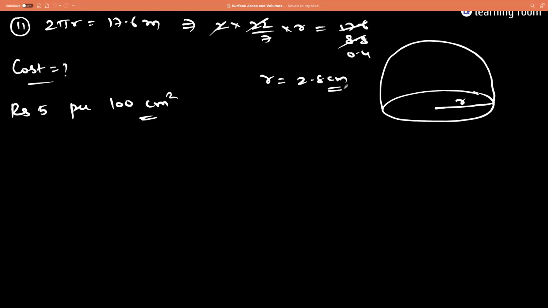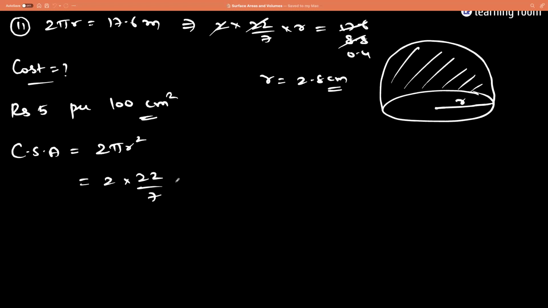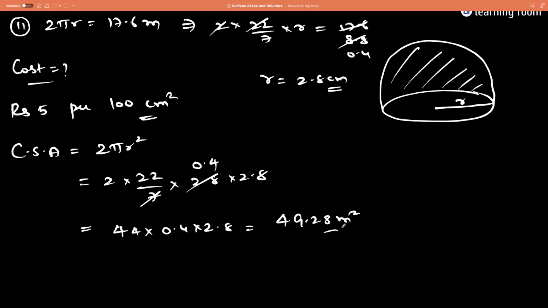Now you're going to paint only this part, so you're going to paint only the curved surface area. The curved surface area is going to be 2 pi r square. So 2 into pi is 22 by 7, into r square, which is 2.8 into 2.8. This will cancel this 0.8. So 44 into 0.4 into 2.8. When you multiply everything, the answer comes out to be 49.28 meters square.